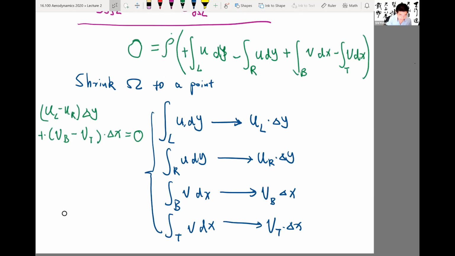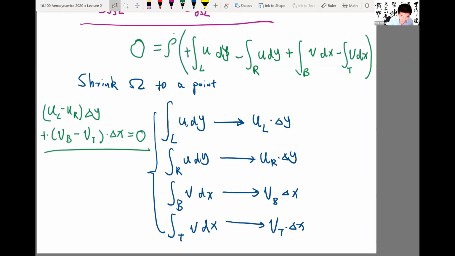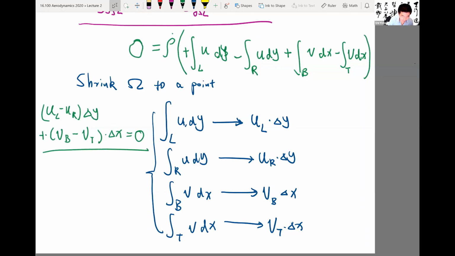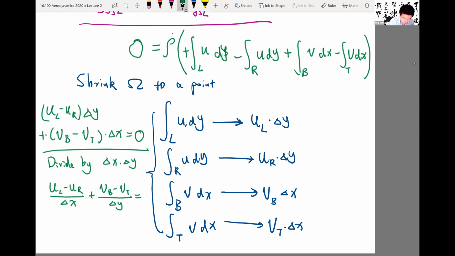And now let's take this equation and divide it by the area of the control volume. What is the area of the control volume? It's delta x times delta y. So if you divide both terms by delta x times delta y, what we get is u left minus u right divided by delta x plus v bottom minus v top divided by delta y is equal to 0.